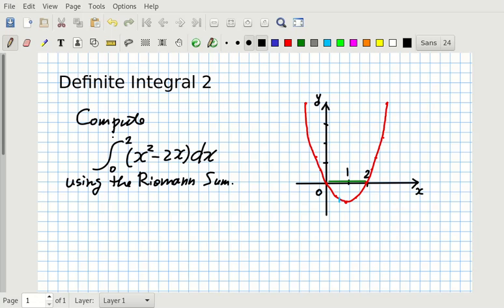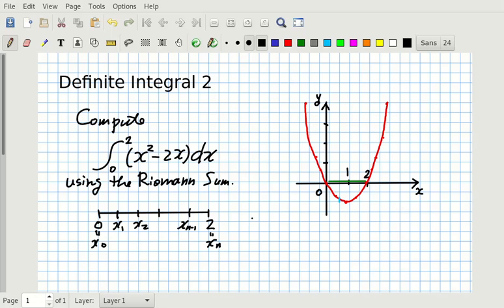Okay, so first we have to divide the interval. The interval is from 0 to 2. So we divide this equally: x sub 1, x sub 2, up to x sub n minus 1, and 2 equals x sub n, and 0 equals x naught.